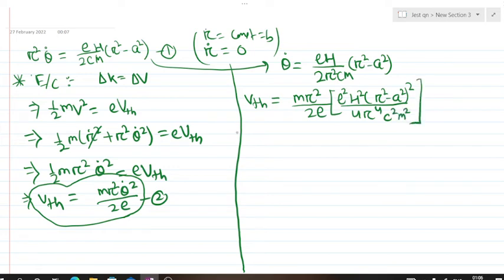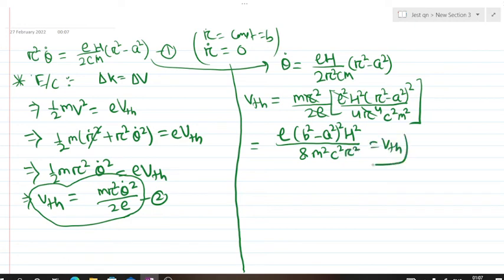Okay, r square and m get cancelled, e gets cancelled, so our final answer will be e times r square minus a square whole square into H square divided by 8 m c square r square. This is the V threshold.